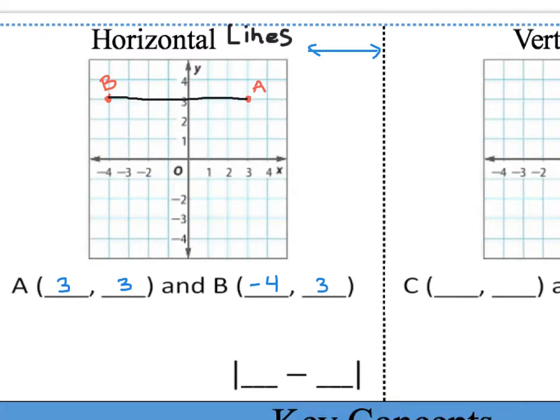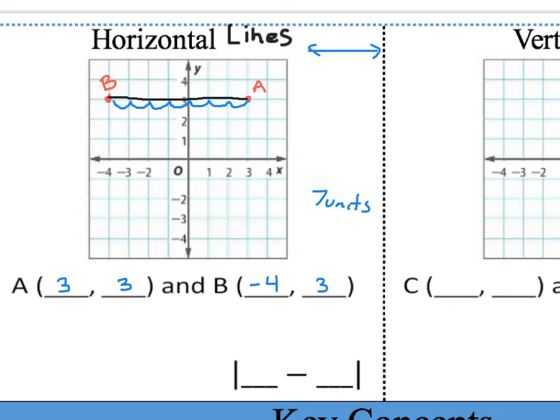So now let's go ahead and figure out the distance between point A and point B. One method is you can go ahead and count the amount of boxes that it takes you to get from point A to point B. So here's 1, 2, 3, 4, 5, 6, 7. So I can say that the distance from point A to point B is 7 units long.